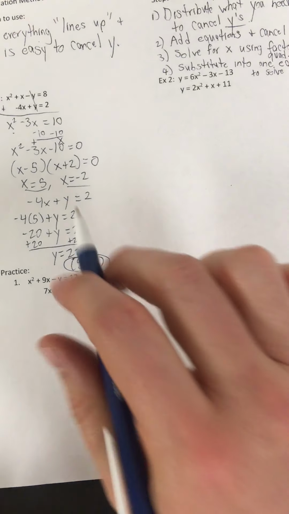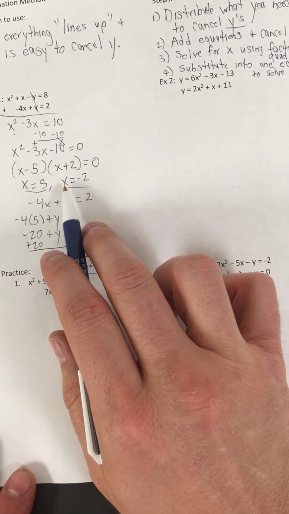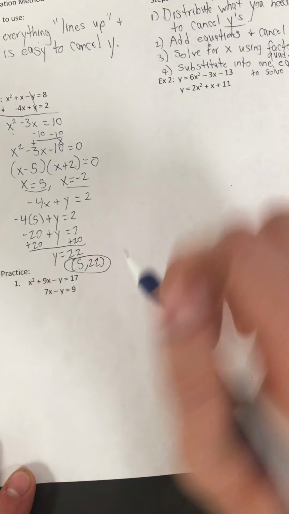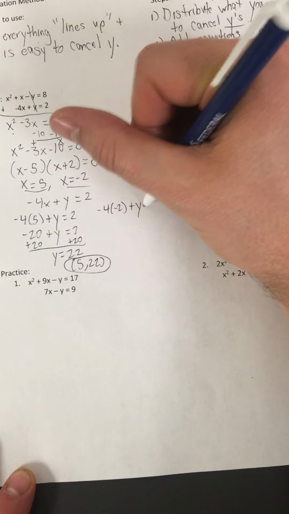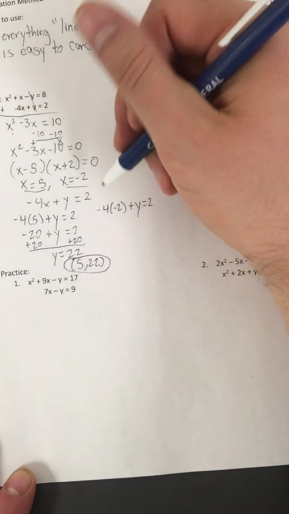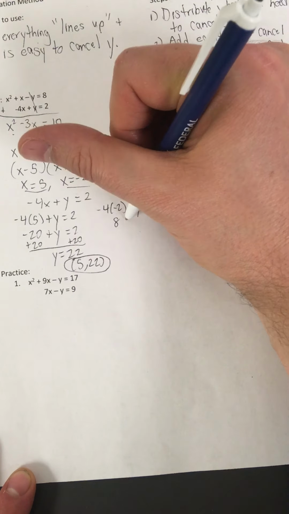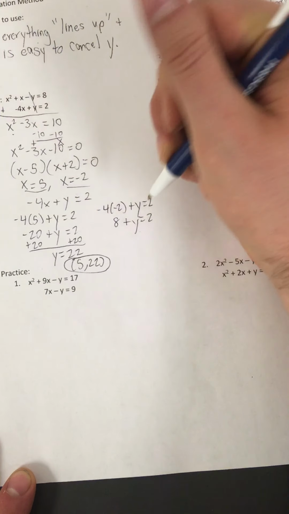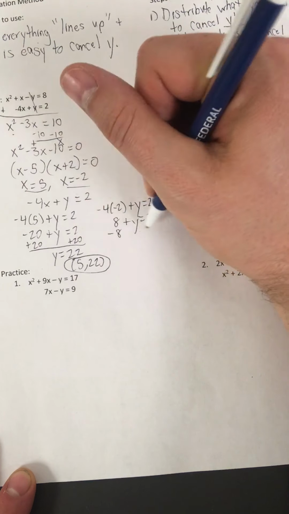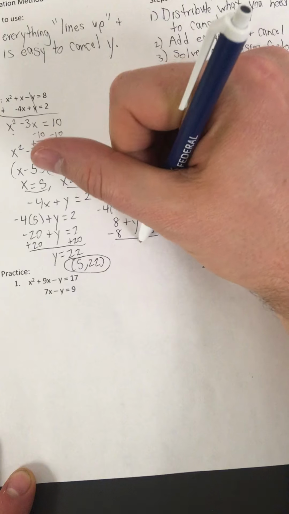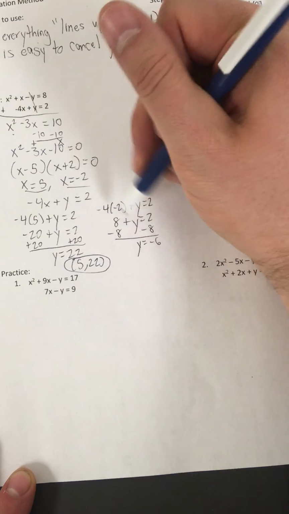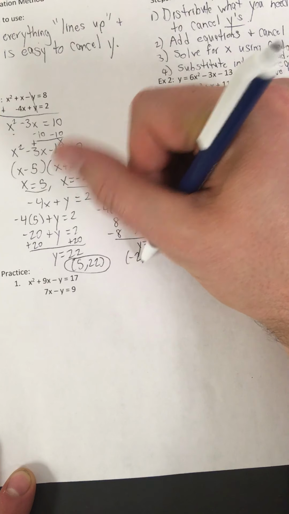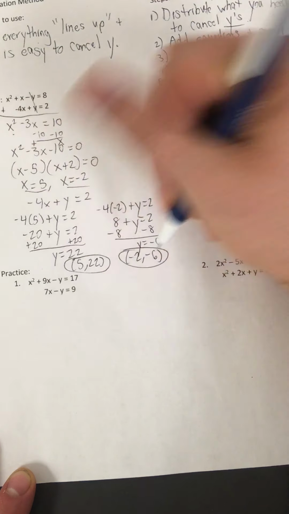And then second part of my answer, what was my other x number? Negative 2. Let's plug that in for x. Negative 4 times negative 2 plus whatever y is has to equal 2. Negative 4 times negative 2, that's 8, plus y equal 2. So what's that mean for y? It's going to be negative 6. y equals negative 6. So when I plugged in negative 2, I got negative 6. Negative 2, comma, negative 6 is my other solution.